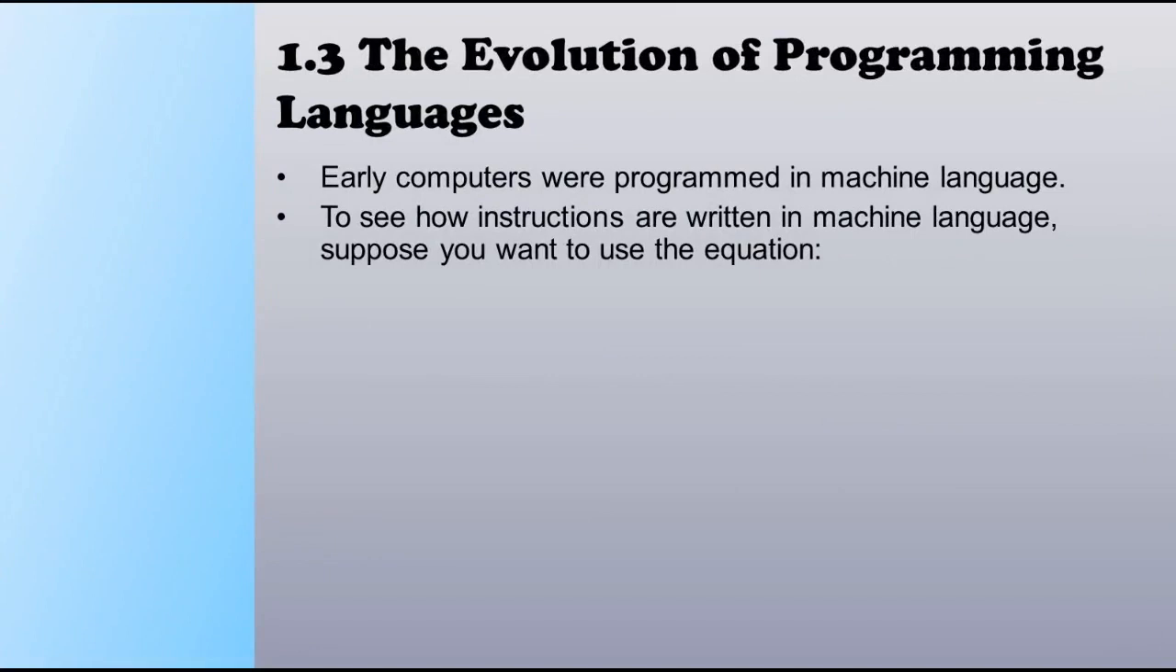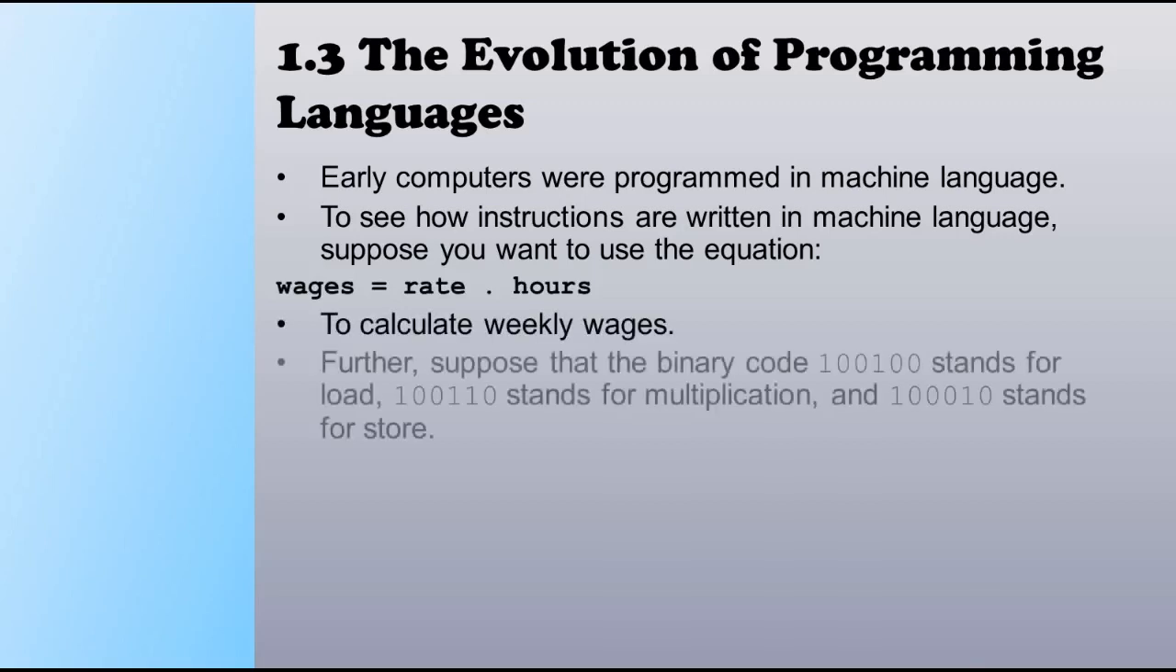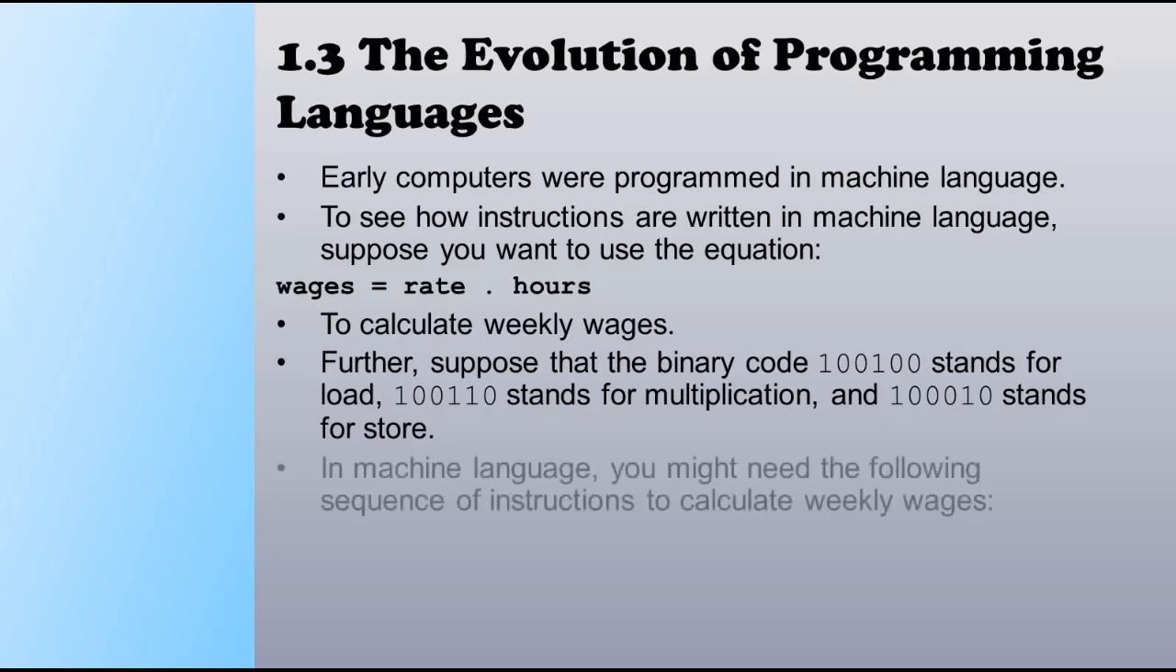Early computers were programmed in a machine language. To see how instructions are written in machine language, suppose you want to use the equation wages equals rate times hours to calculate weekly wages. Further, suppose that the binary code 100100 stands for load, 100110 stands for multiplication, and 100010 stands for store. In machine language, you might need the following sequence of instructions to calculate weekly wages.